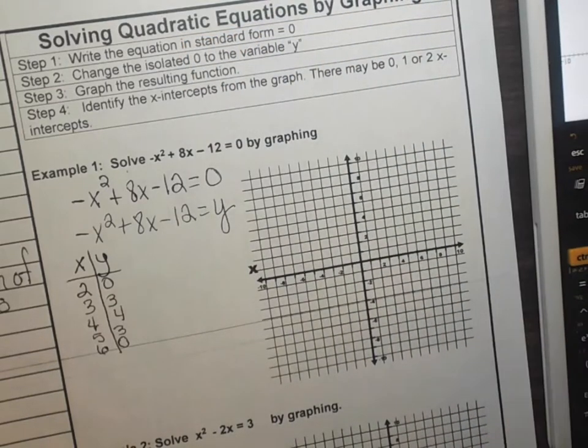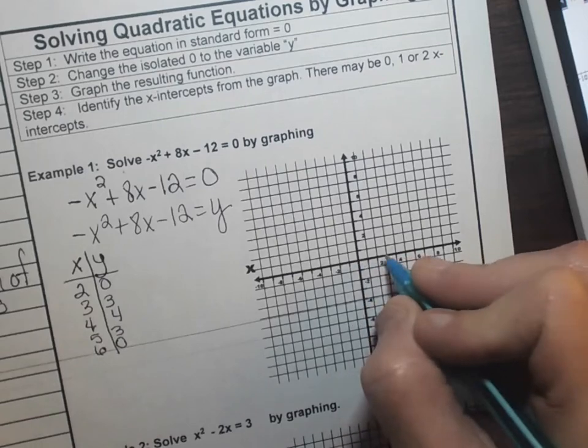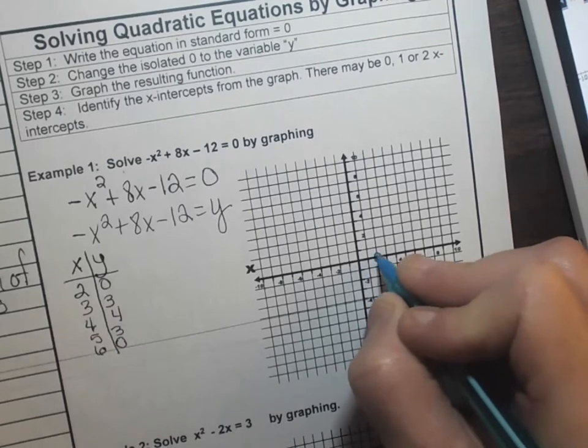Then we're going to go to our graph, and we're going to plot the points. So the first point you're going to graph is 2, 0. So I start at the origin, 2, 0.